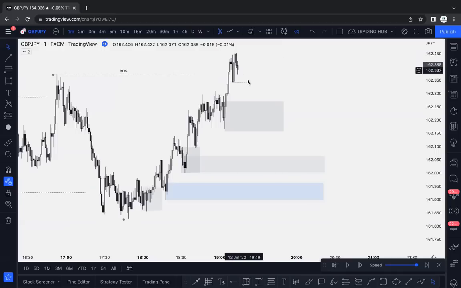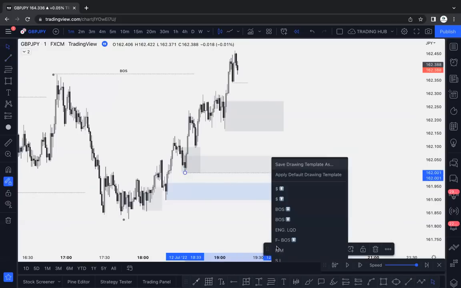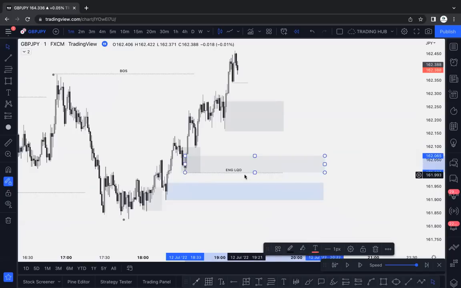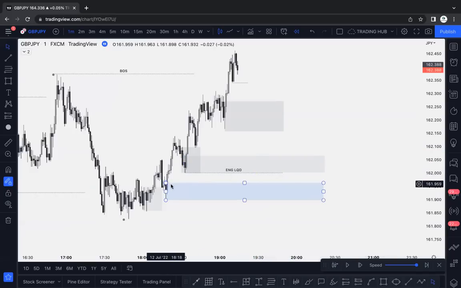Correct. So this one is not, because a high probability entry comes after engineering liquidity, above or below. Correct. So in this case, where is our engineering liquidity? This low acts like engineering liquidity. Correct. Why? Because it is below this unmitigated order block in a 1 minute chart.